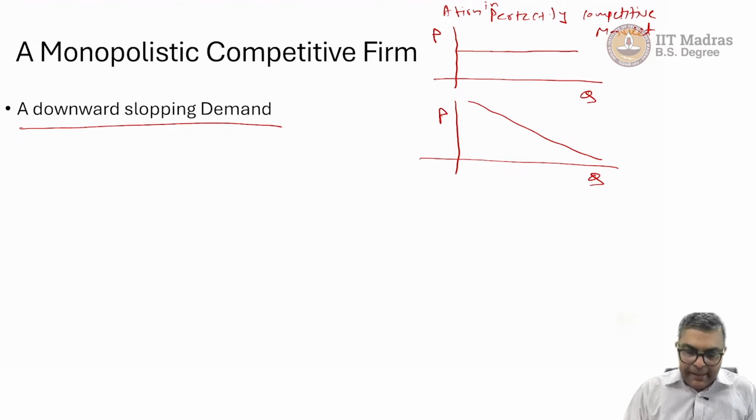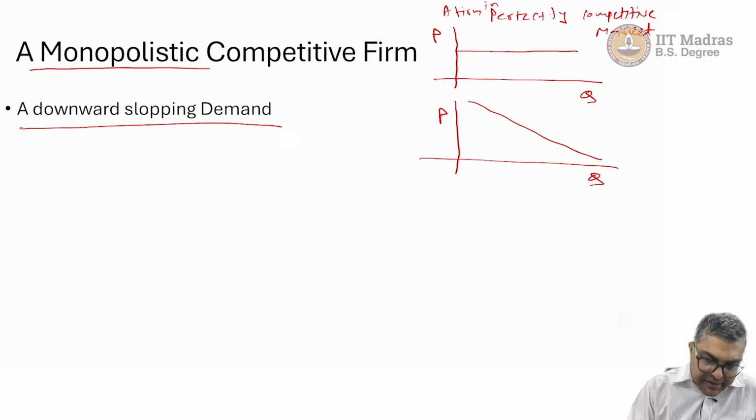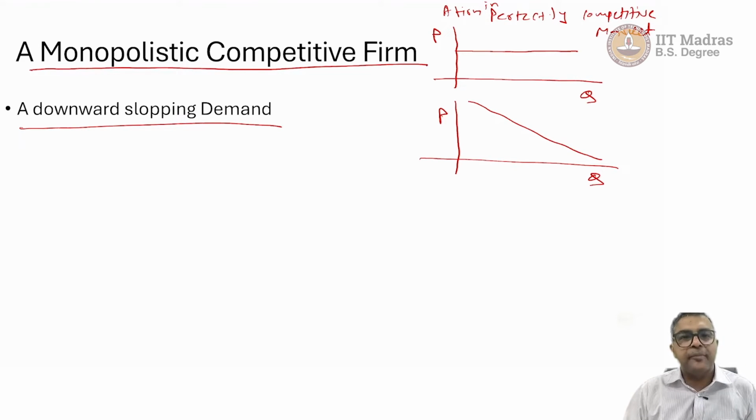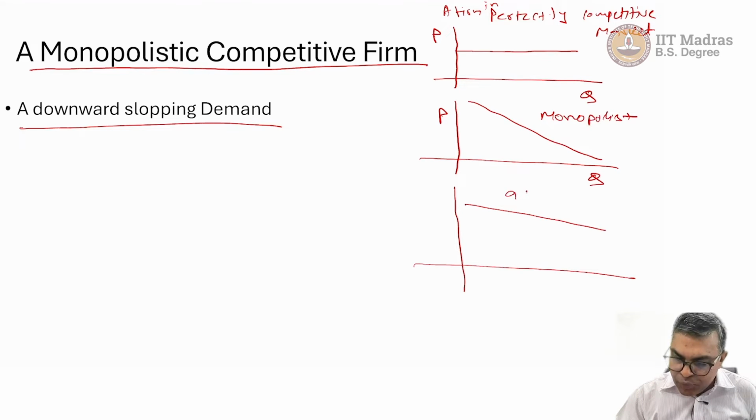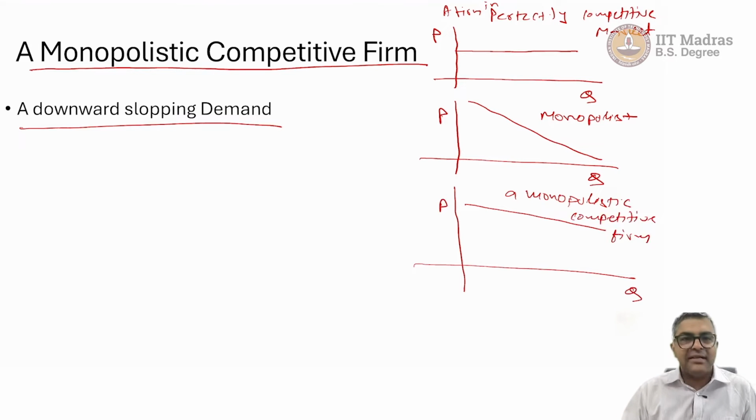Of course, one can say that the elasticity is lower in the case of the monopolistic competitive firm, because there may not be perfect substitutes, but there are close substitutes. So one can move to another good. One needs to compare the elasticity. Perhaps if this is the demand for the monopolist, then this is for a monopolistic competitive firm. So that is the difference.